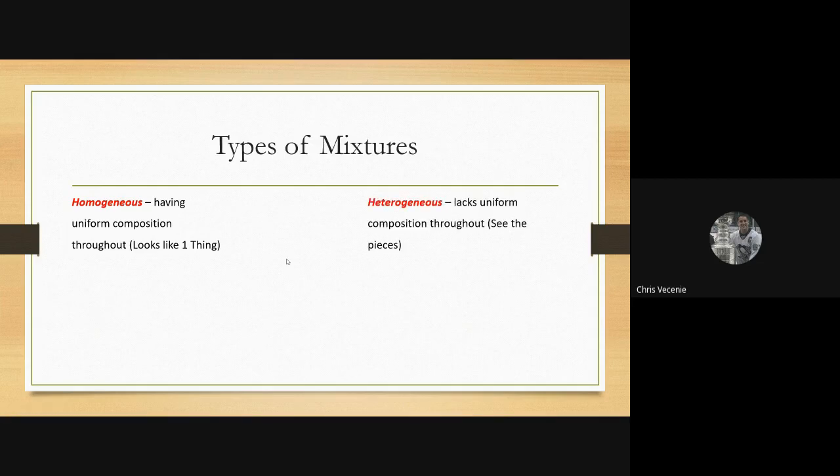Heterogeneous things we see the pieces of, and this comes from mixtures. We can see the different pieces in certain mixtures. Some mixtures we can't see the pieces of. All right, so we get three different types of mixtures. We get solutions, we get suspensions, and we get colloids. Today I'd like to talk to you about each of those things and then take it a step further and look at substances and decide which of those they are going to be.